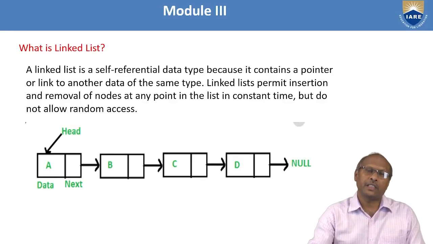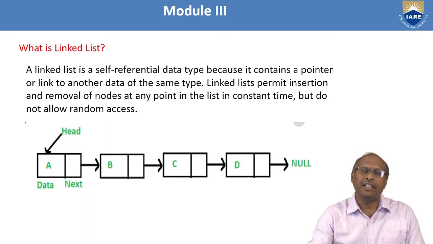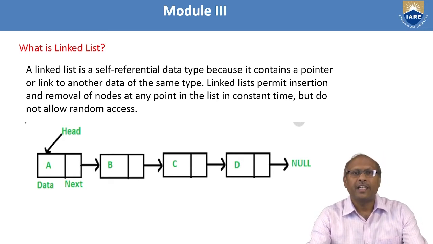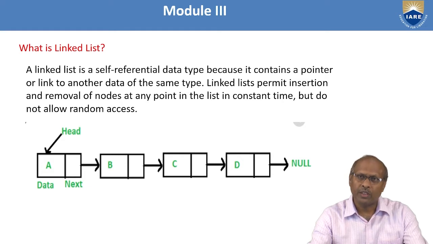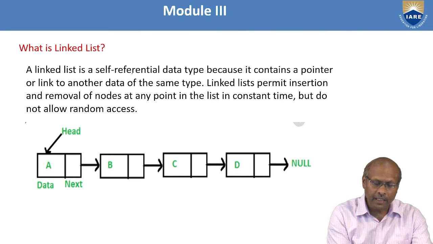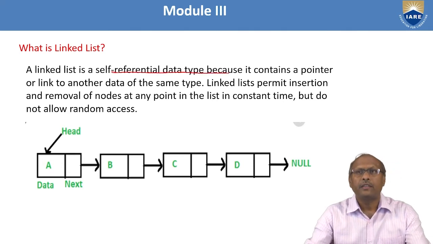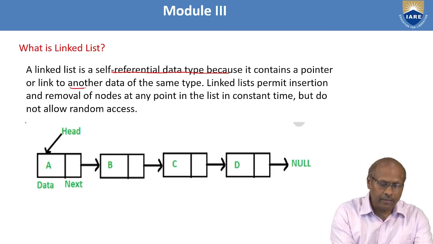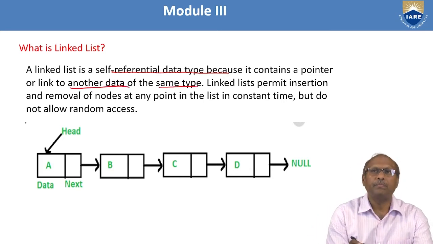The first and simplest and foremost question is linked list. They will ask what is a linked list, then how will you answer? The linked list is a linear data structure which stores a set of nodes, and each node links to the other with the help of the next pointer. Or in a simple form, a linked list is a self-referential data type because it contains a pointer or link to another data of the same type.